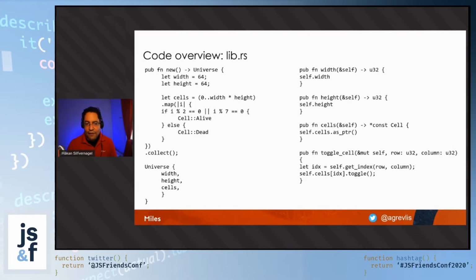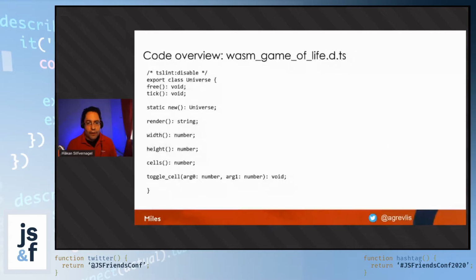In this file, we define the board for our simulation, which is called the universe here. And we also define some getters and setters in order to get the width and height of our simulation board. And we also define a function here called toggle cell, where we enter the row and column for the cell that we want to toggle. And then we also have this TypeScript file where we define the different types of functions that a calling application can use. So in this case, we can call the width and height, and we can call cells to get the number of cells, and we can also call, for example, the toggle cell function.